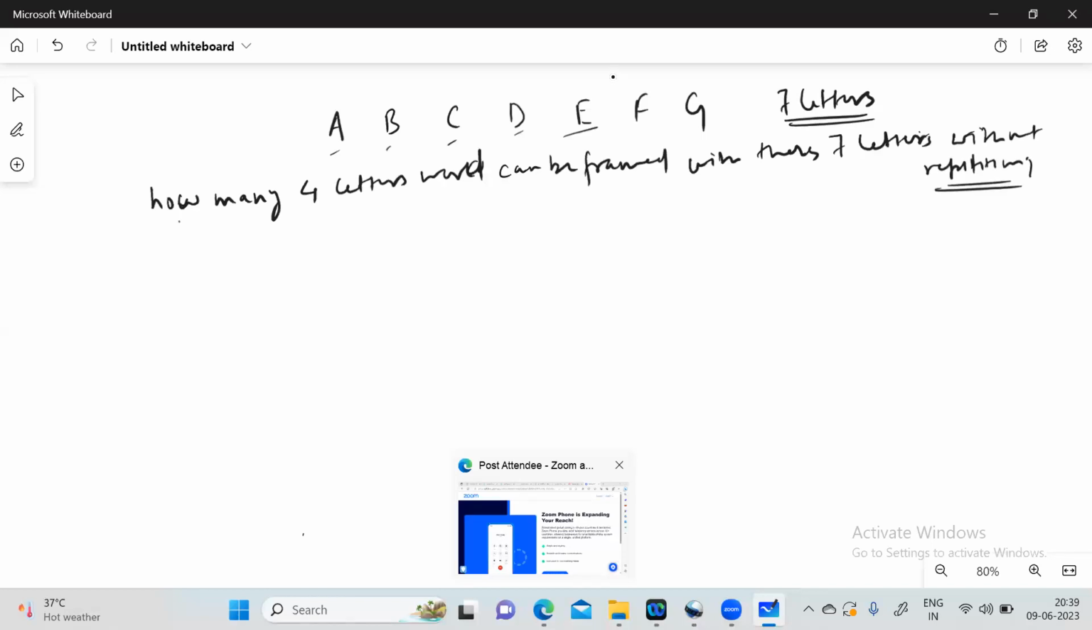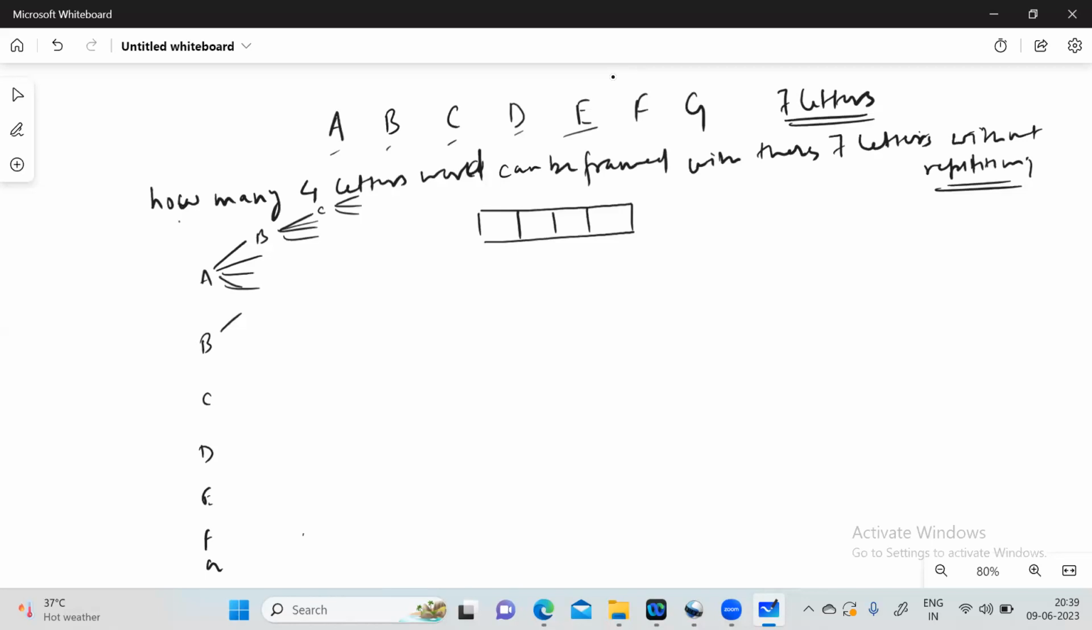So again, now you know the approach would be the same. For the first place, you have 7 letters. Then for the second place, you have 6 letters. Like if B is there, then for the third place, you will have 5 letters. And if C is there, for the fourth place, you have 4 letters left. And you can think in the way that we have already discussed, that let's say there are 4 spaces to be filled.